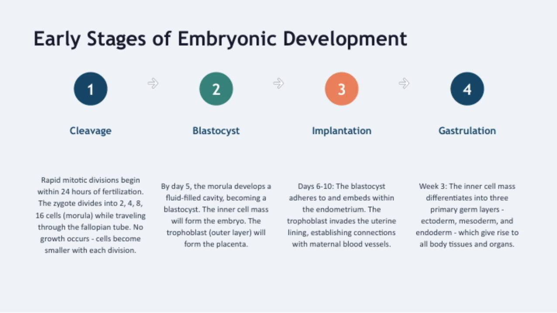Finally, it's important to understand that shortly after fertilization, within the first 24 hours, rapid cell divisions, called cleavage, begin. The zygote divides into 2, then 4, 8, and progressively more cells, creating what we call the morula. During this process, the cells become smaller with each division, but there's no actual growth in size yet, just division. This sets the stage for the complex processes that follow in early embryonic development.